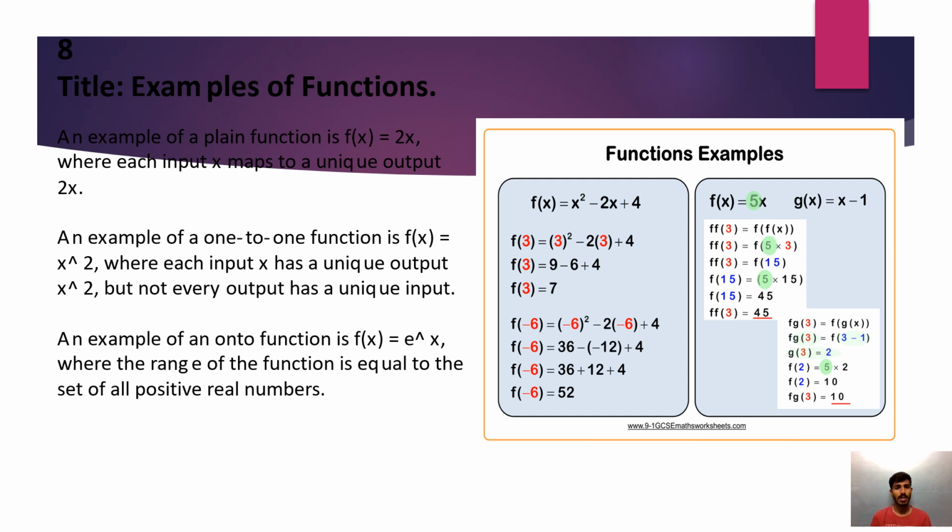Examples of functions. An example of a plain function is f(x) = 2x, where each input x maps to a unique output 2x. An example of a function that is not one-to-one is f(x) = x^2, where each input x has a unique output x^2, but not every output has a unique input. An example of an onto function is f(x) = e^x, where the range of the function is equal to the set of all positive real numbers.